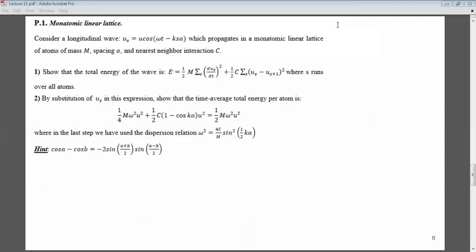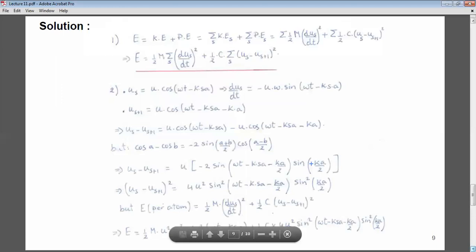Let's go to the solution and you will see it. So here I'm showing you how I calculated US minus US plus 1. Instead of cosine A minus cosine B, we use this formula. So I got US minus US plus 1 to be U into minus 2, whatever we calculated. And then the square of this will be 4u square sine square omega t minus KSA minus KA over 2 sine square KA over 2.